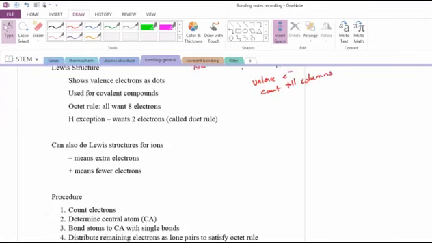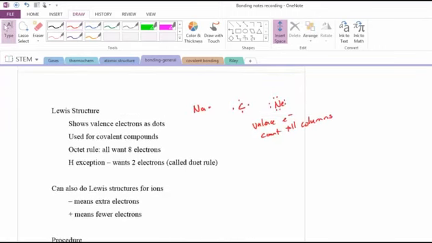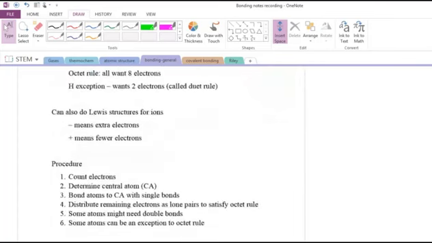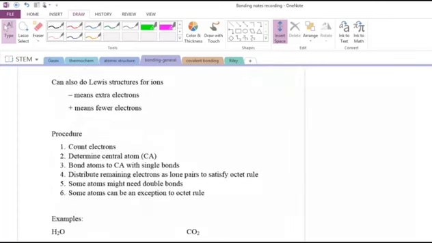So we can do Lewis structures. Right there we just did them for elements. We can do them for compounds. We can do them for ions. If you have a negative charge, it means you have that many extra electrons. If you have a positive charge, it means you have that many fewer electrons.